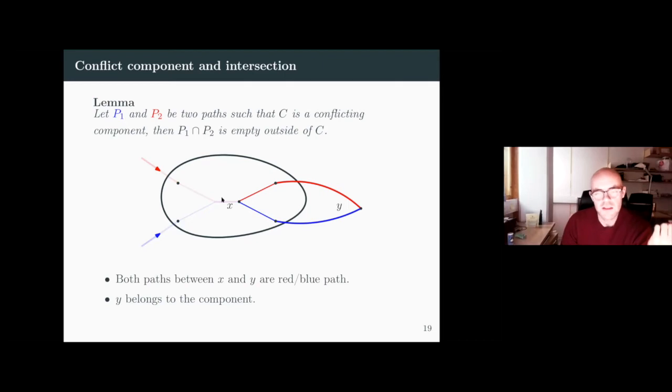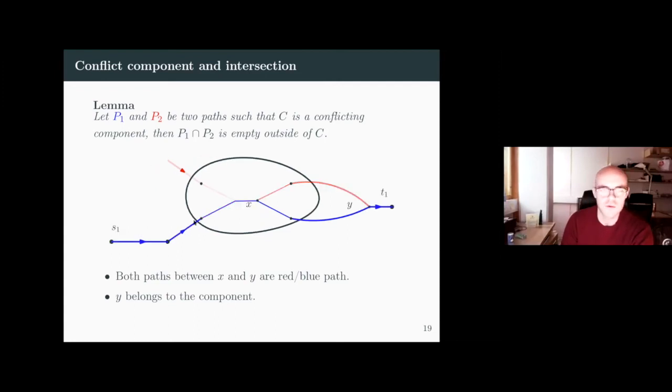They might not have been intersecting, but you know that you can replace them so that they are intersecting. So you can assume that they intersect. Look at the last vertex X of this intersection on this component. If you look at these two paths, X and Y, one path in red, one path in blue, then the previous lemma tells us that these two paths are both red and blue. So basically it means that X belongs to this component.